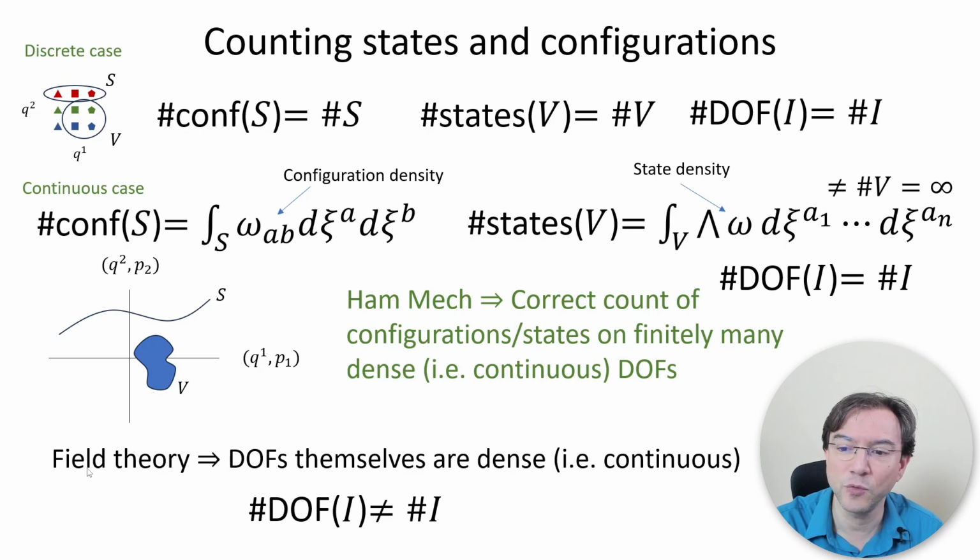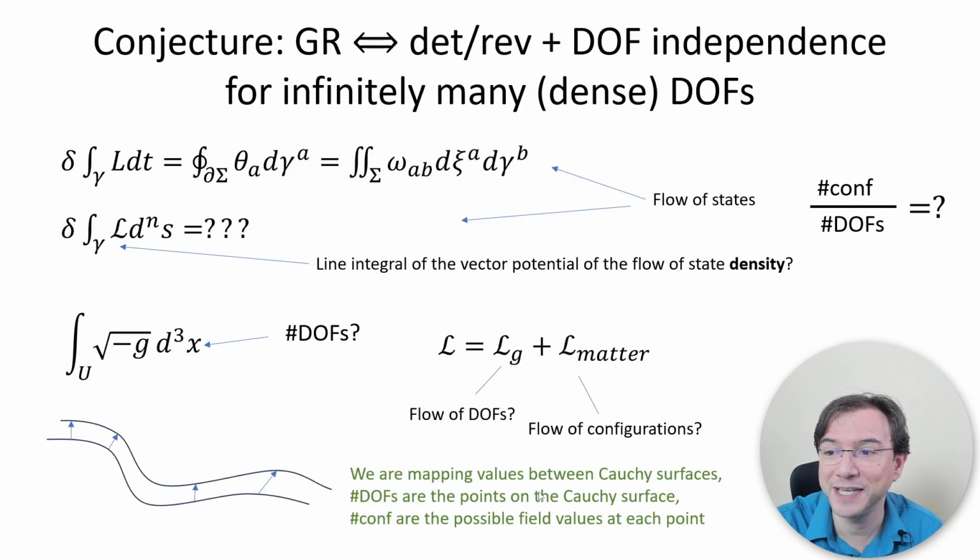So now if we imagine that we want to extend all this reasoning to field theory, well, now the degrees of freedom themselves are on a continuum. They are not discrete. And so we are not going to be able to count the degrees of freedom with a counting measure. And so we need something else. We need some kind of density to do that. And that's basically the idea. The conjecture is that field theory in general relativity is really the deterministic and reversible motion of independent degrees of freedom when we have infinitely many. We have a continuum of degrees of freedom.